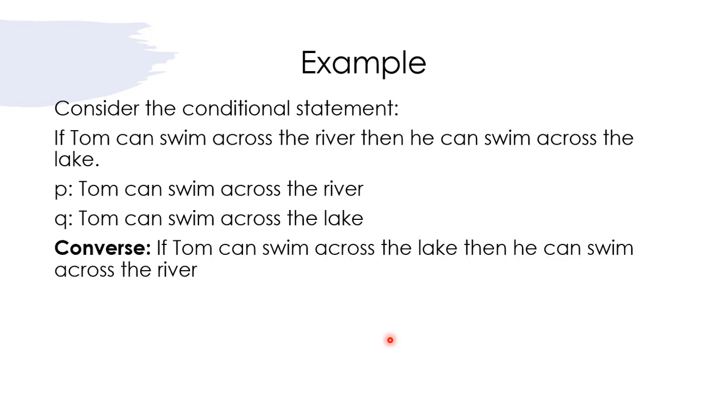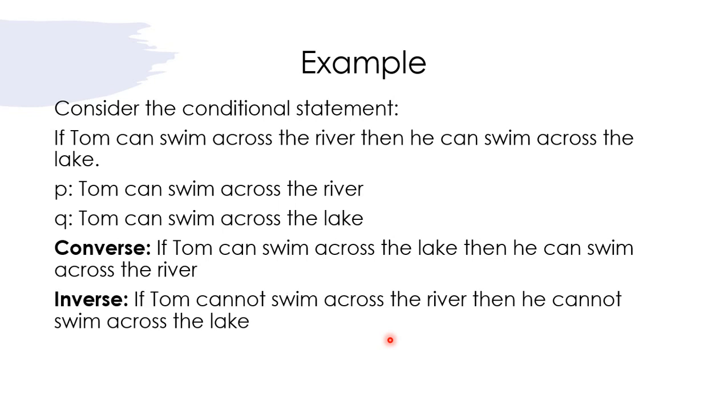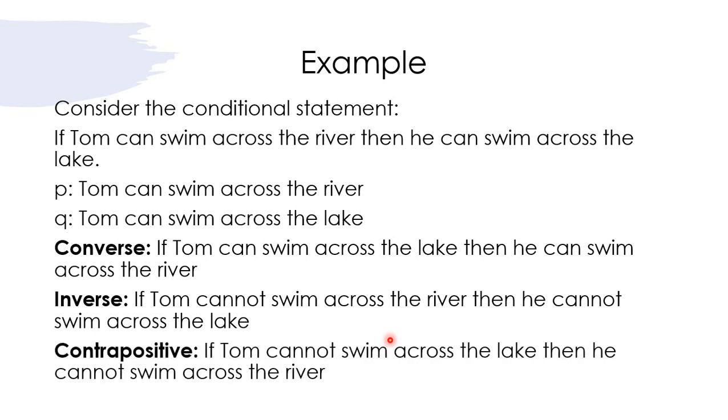Now the converse, so remember the converse would be Q implies P. The converse would be the statement, if Tom can swim across the lake, then he can swim across the river. The inverse, if Tom cannot swim across the river, then he cannot swim across the lake. Remember, this is now not P implies not Q. And the contrapositive would be if Tom cannot swim across the lake, then he cannot swim across the river. And that is not Q implies not P. So that's the contrapositive.